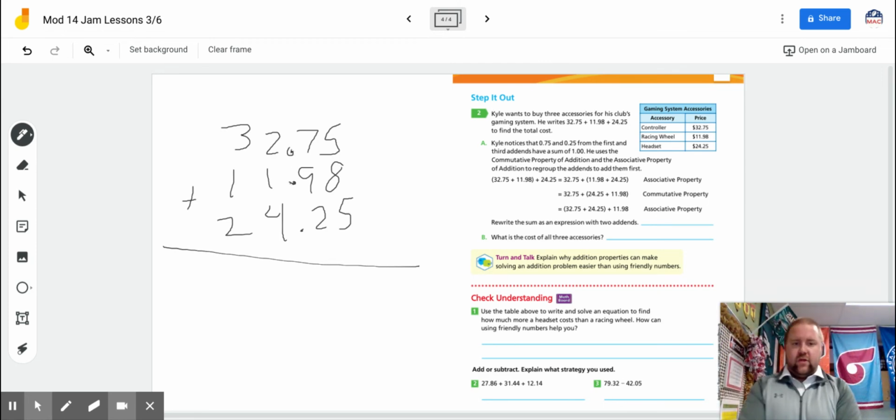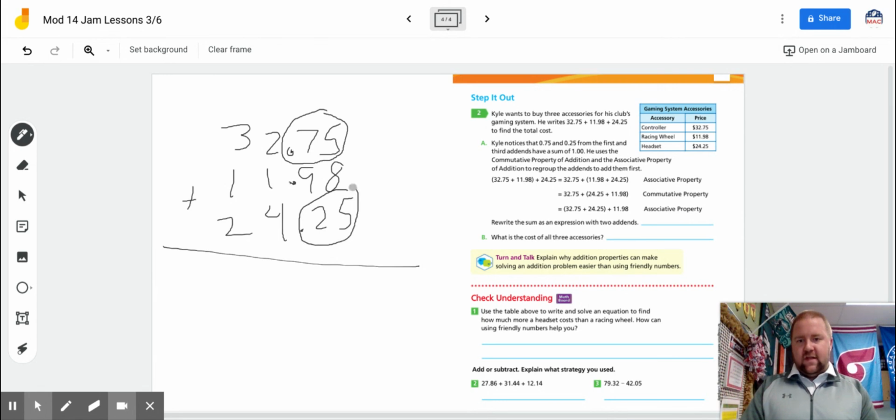But again, if we're looking for something that's more mental math style, I know that I have 75 cents here and I have 25 cents here. When I add those together, that's another $1. So I could say 32 plus 24 is 56, plus 1 is 57. Then I have the 11s here. 57 plus 11 would equal 68. Okay, and then now I have my 98 cents. I'm going to put a plus on there. So I could just say 98 cents there.